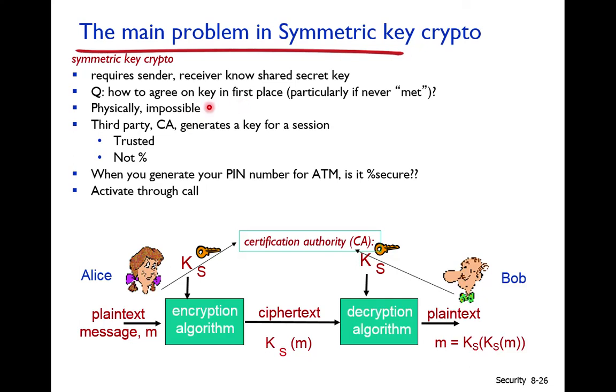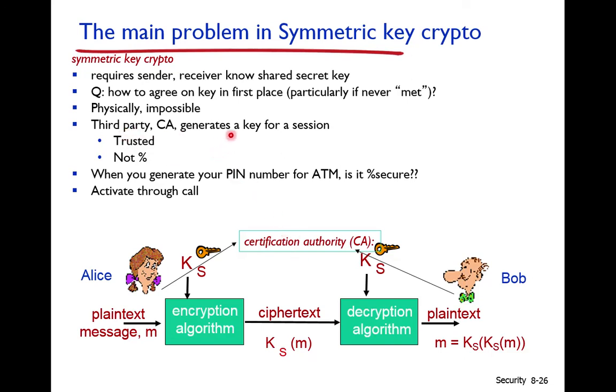Okay, so the most secure method is physical: Alice will physically share the key with Bob. But this is sometimes impossible. Why impossible? For example, Alice is in Pakistan and Bob is in the US. So Alice cannot go to the US and share the key with Bob physically. So it is impossible. Okay, so in practice nowadays we are using a certification authority. These are third parties, the certification authorities.